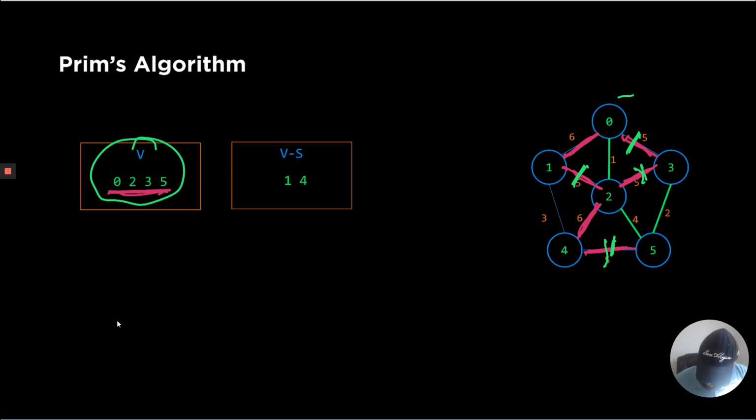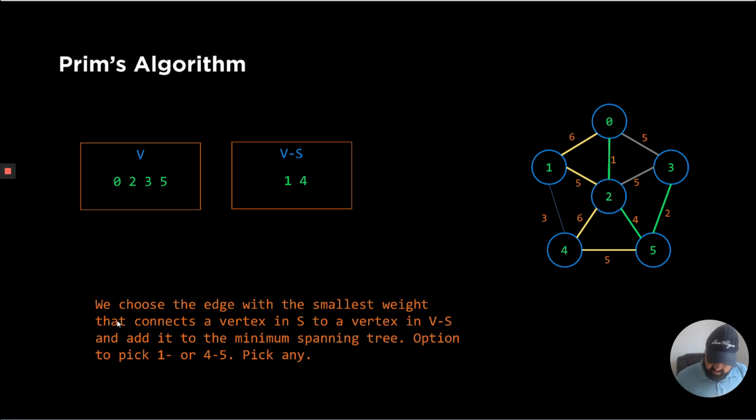Another one is 4, 5. So 4, 5 is a possibility. Yes, we can choose that. But if we see 2, 3, although it has the value 5, 2 and 3 are both in vertex set V, they are here. So we cannot choose 2 and 3 because the edge has to connect V and V minus S. So finally, we have two options, 1 and 2 and 4 and 5, that are available to us. You can pick any of them.